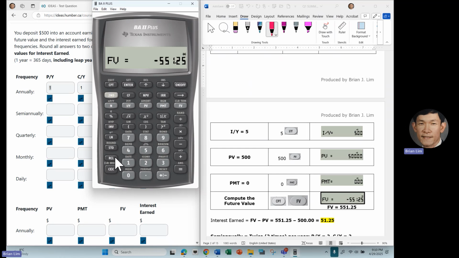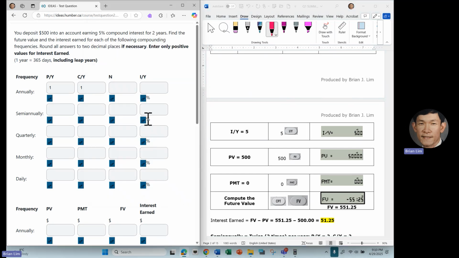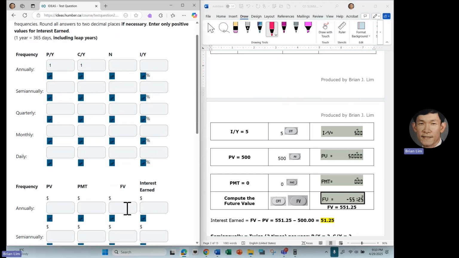Why? Because if the present value is positive, then the future value will be negative. And that is a feature of the calculator we cannot change. But when you're entering the answer, you will just enter as it is down here. We'll enter 551.25. Now you can enter negative numbers and it will be all right.